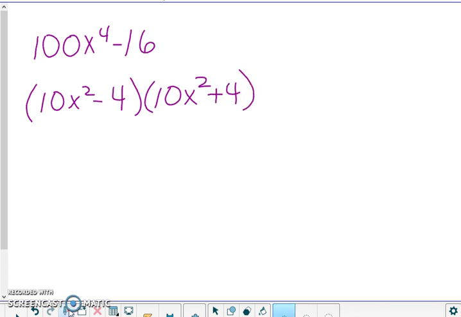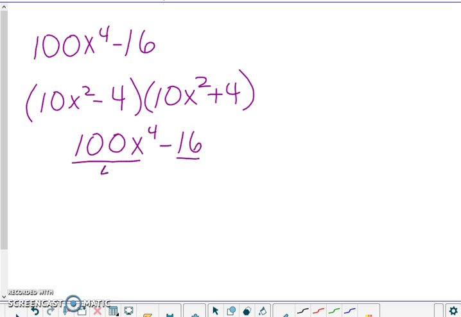However, what if you were told to factor completely? Now, this, like I said, 10x squared plus 4 and 10x squared minus 4 are factors of 100x to the fourth minus 16. But to have the best factorization, the most complete factorization, we're going to need to factor out a common factor. So if I take 100x to the fourth minus 16, and I divide both of them by 4 so I can factor out this common factor, I'm going to put a 4 here outside of parentheses.